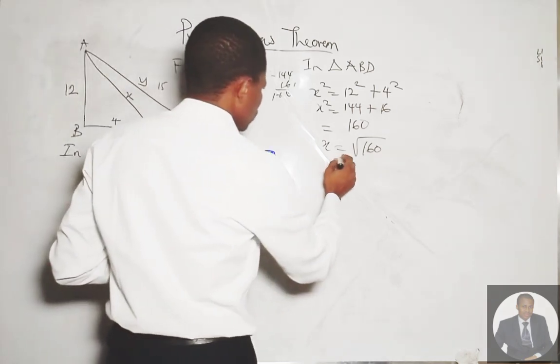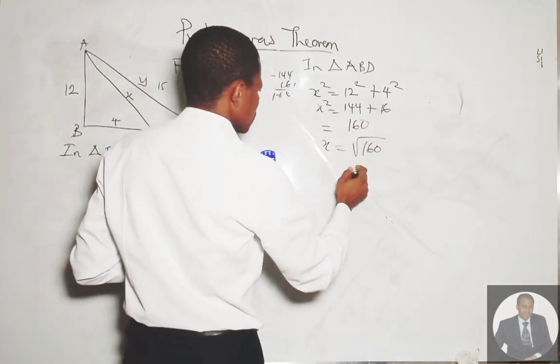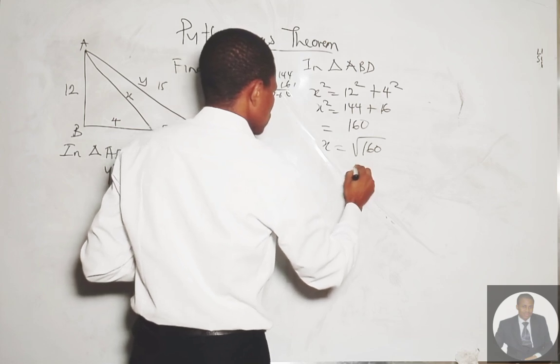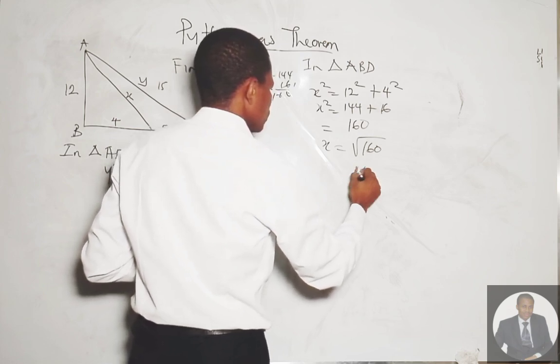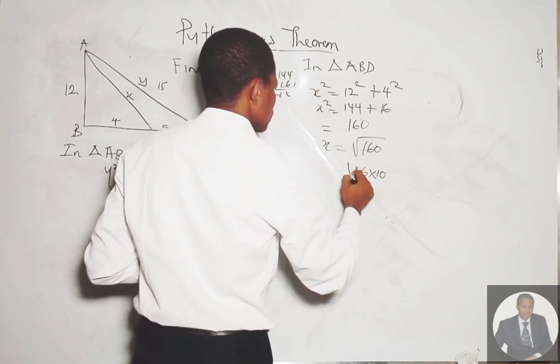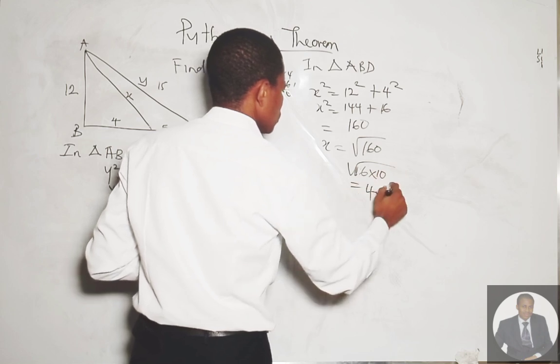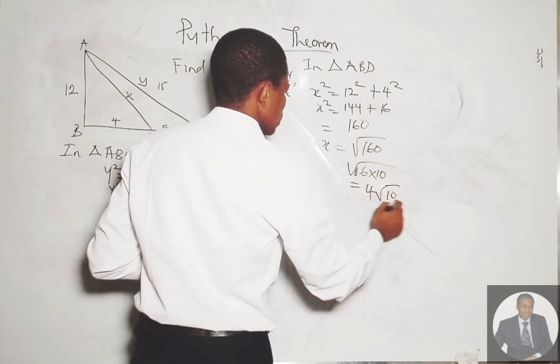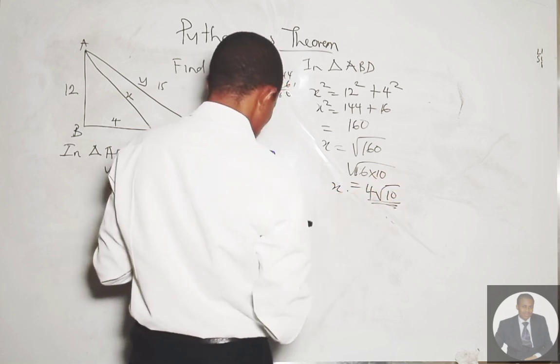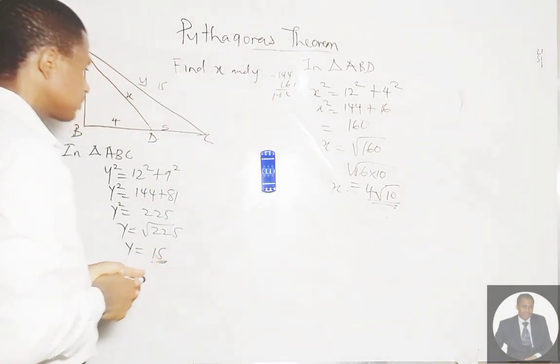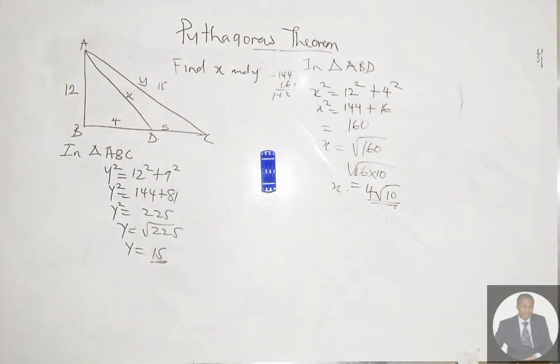So the square root of 160 will be, we have 16 times 10, that's 4 root 10. So that will give us our answer.